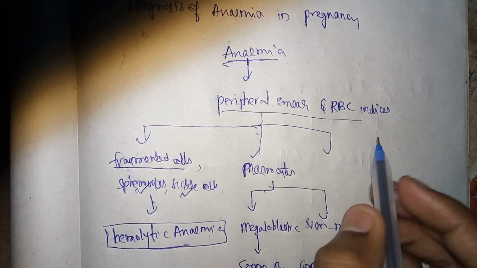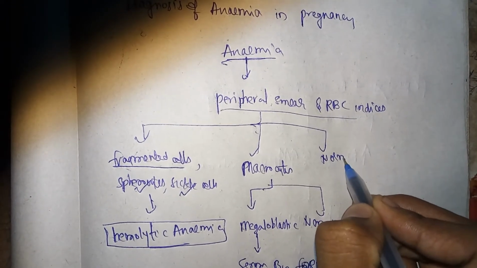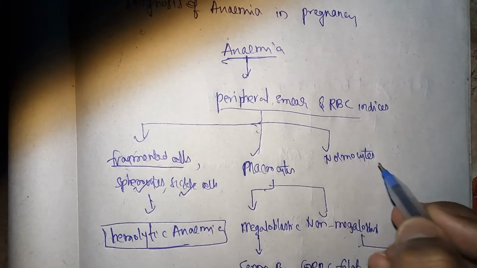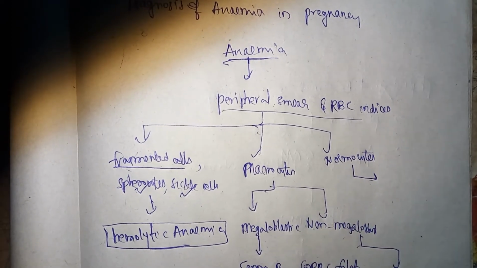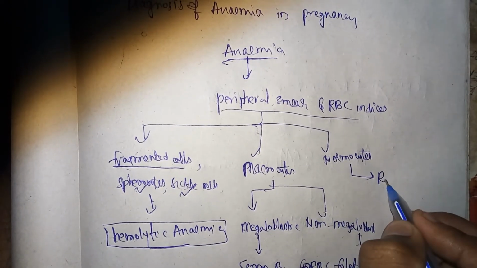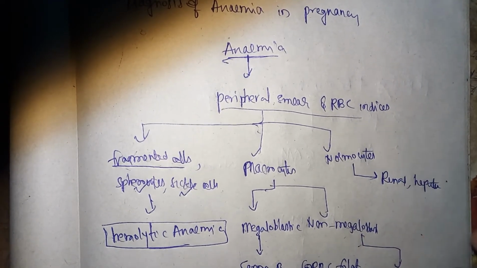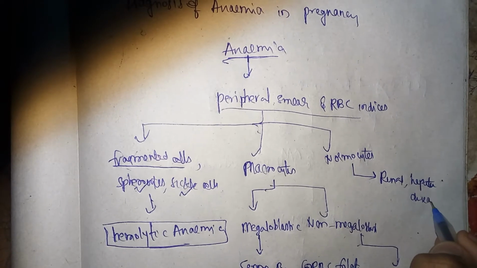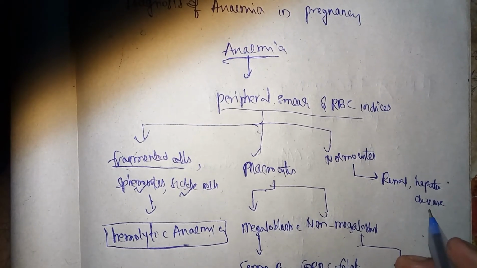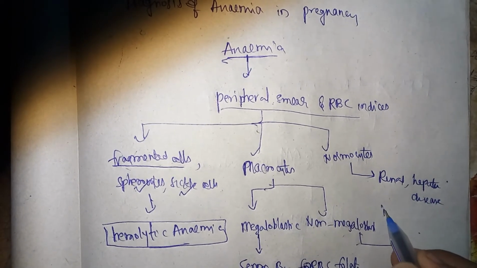If you see normocytes, then the cause of anemia may be renal or hepatic diseases, or there may be impaired marrow response.